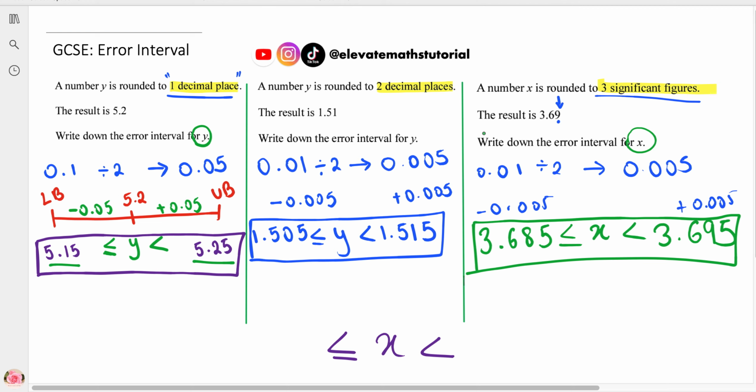Okay. So the other question they can ask you is a number y is truncated to one decimal place. I'm going to go through that in another video, but this is also part of the truncating bound sort of questions.